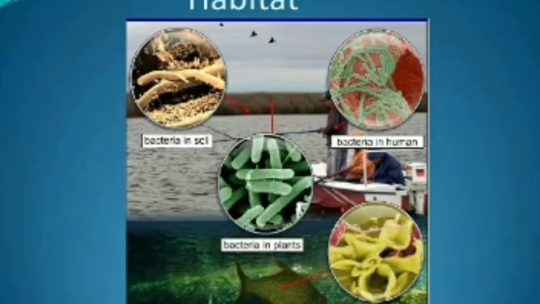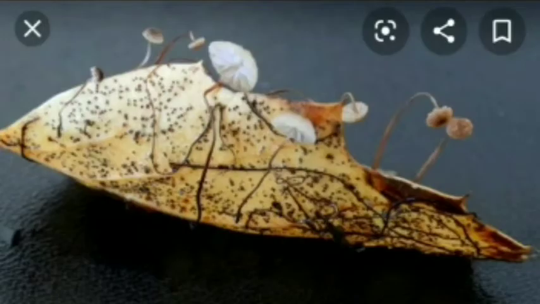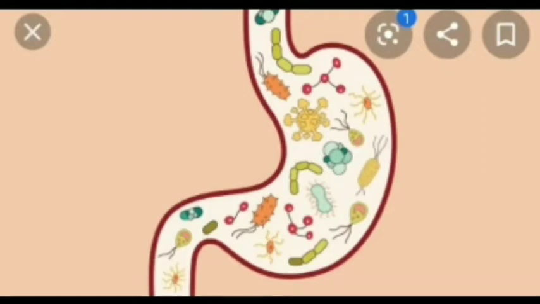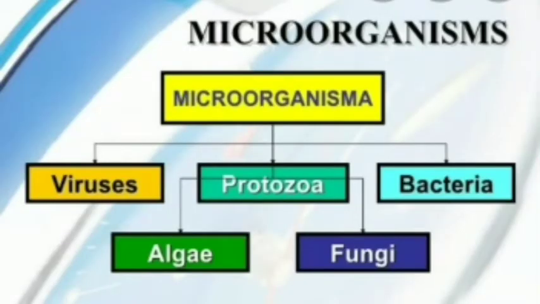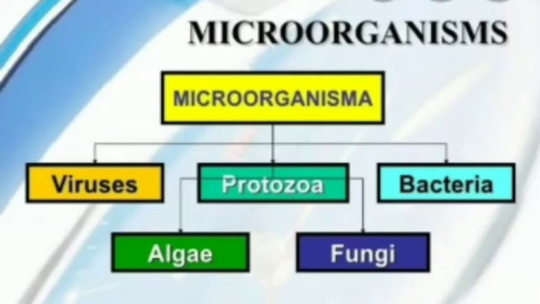Students, habitat is the living or dwelling place. Microorganisms live in all types of environments, ranging from ice cold climate to hot springs, and deserts to marshy lands. They are also found inside the bodies of animals, including humans. Now we come to the topic types of microorganisms. They can be categorized into 5 main types: bacteria, algae, fungi, protozoa and viruses.